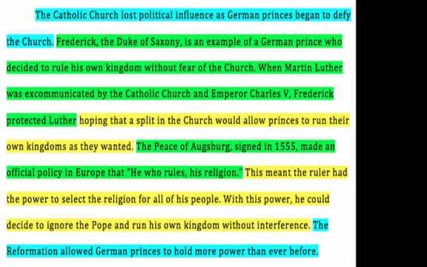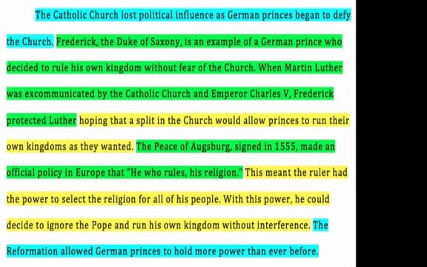Okay? Next one. The Peace of Augsburg, signed in 1555, made an official policy in Europe that he who rules, his religion. Analysis. This meant the ruler had the power to select the religion for all of his people. With this power, he could decide to ignore the Pope and run his own kingdom without interference. So you can see here, sometimes you need to provide analysis that's more than one sentence. Okay? So when you think of the CELEL paragraph, don't think of each part as one sentence, because sometimes you're going to need more than one sentence to do that job.